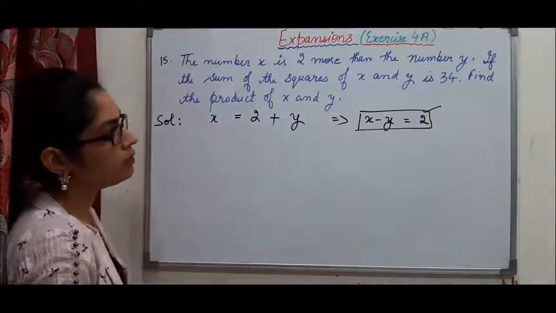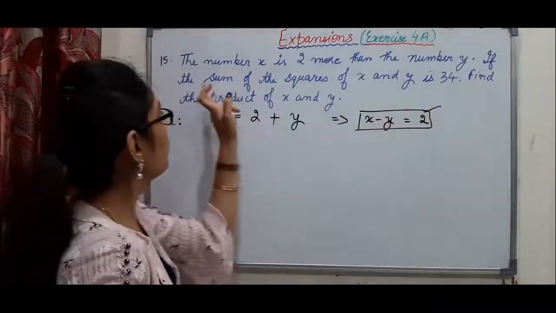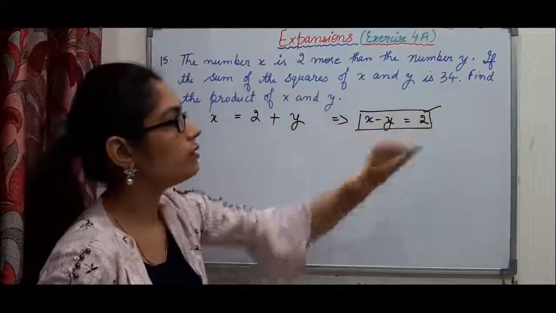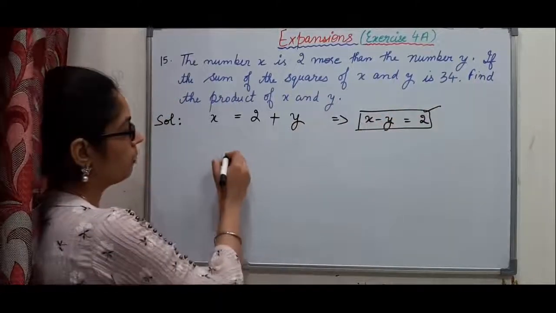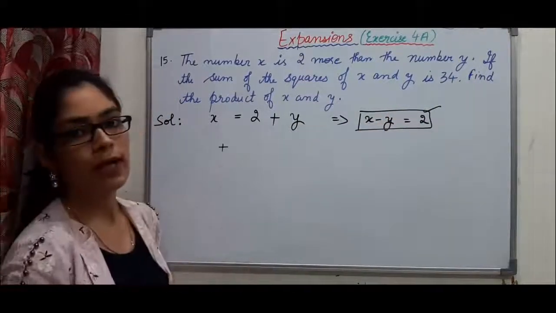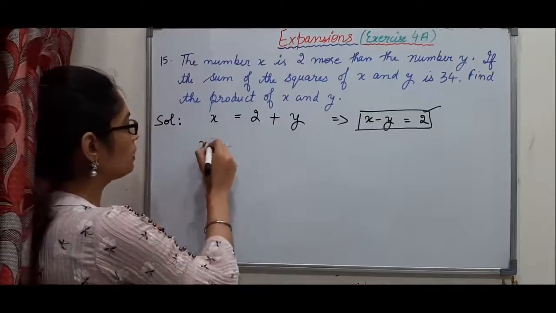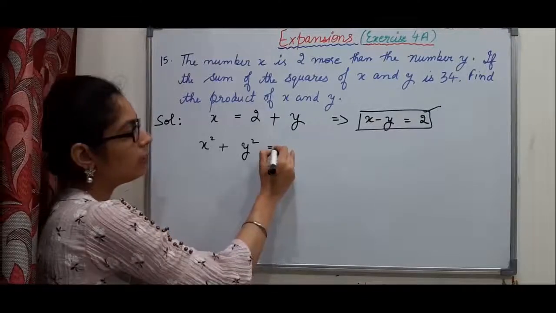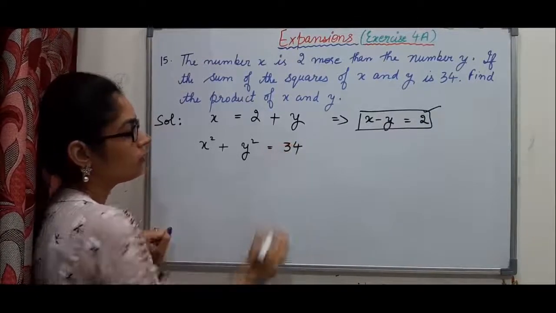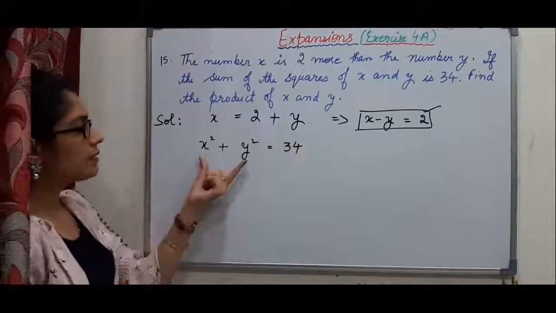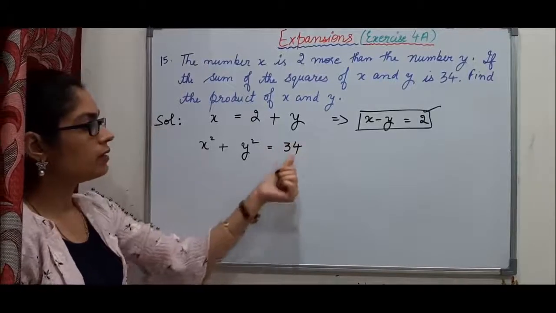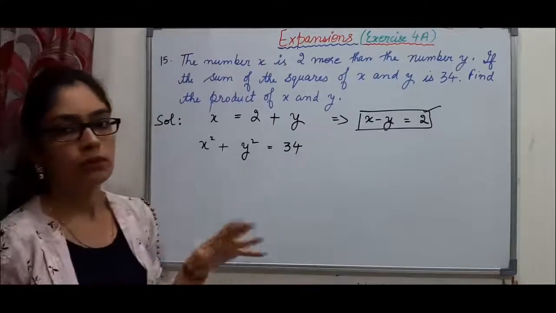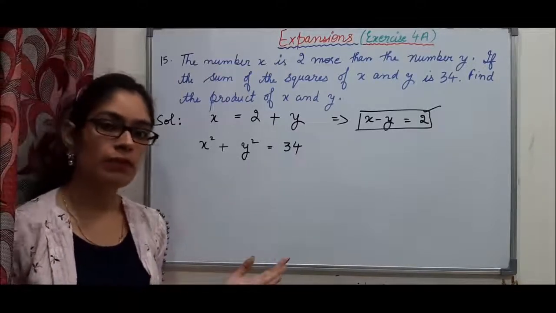Now let's see what else is given to us. The sum of the squares of x and y is 34. Sum means plus. Sum of the squares of x and y: squares is x square plus y square. Sum of the squares I have written is equal to 34. So this thing is also given to us. That means x square plus y square is 34.